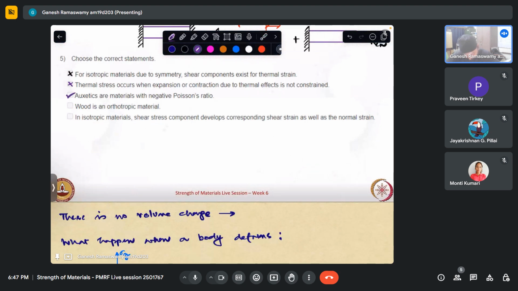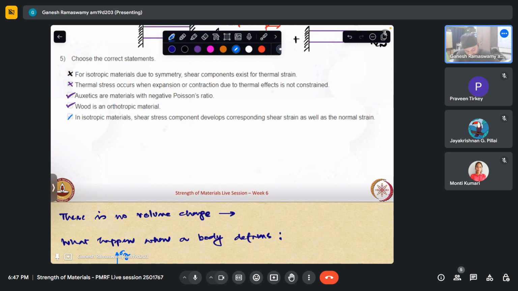Yes. Wood is an orthotropic material. This we have seen umpteen number of times because of the very nature in which the grains are aligned in wood, it makes it an orthotropic material. In isotropic material, shear stress component develops corresponding shear strain as well as normal strain. So the normal behavior and the shear behavior are decoupled in case of isotropic materials. These are not coupled. One doesn't cause the other.